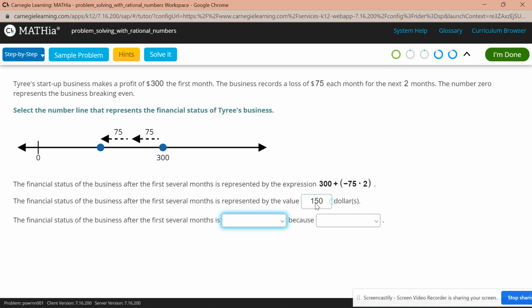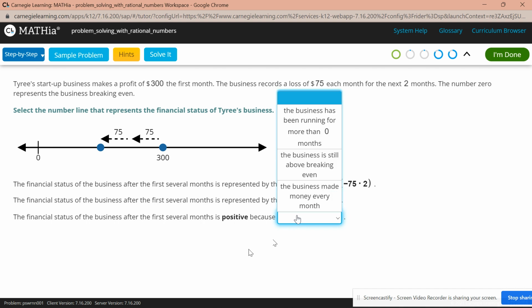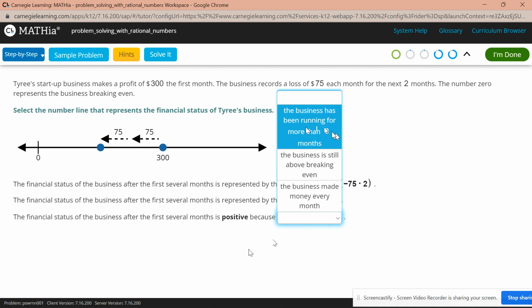This part is very important for you to know. The financial status of the business after the first several months is negative or positive. Well, this is a positive value here. Why is it positive? It's positive because it's not below 0 or it's higher than the breaking even. It's positive because they have money, right? I want you, before you start looking at their answers, to think about why it's positive first. The business has been running for more than 0 months.